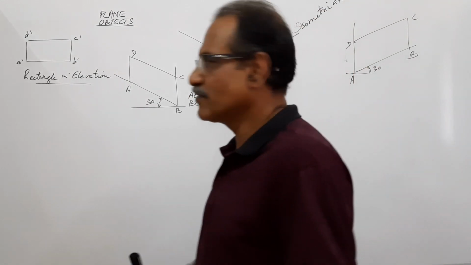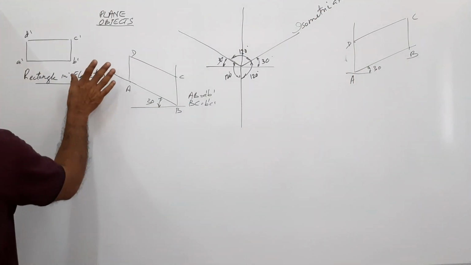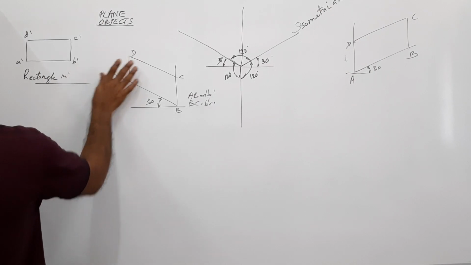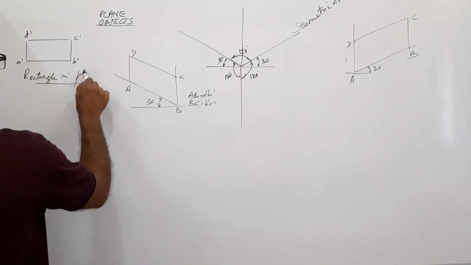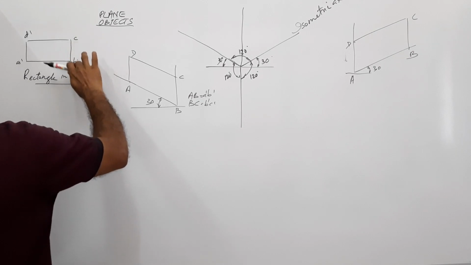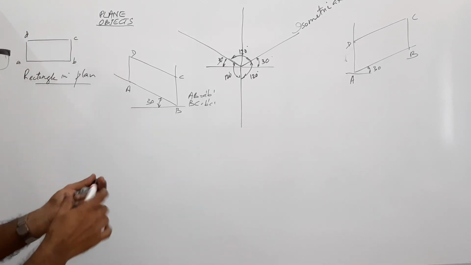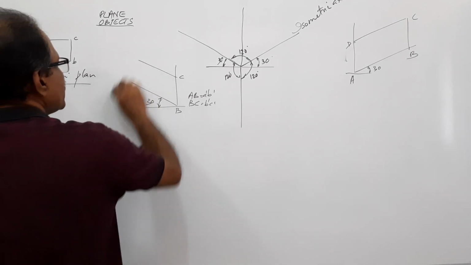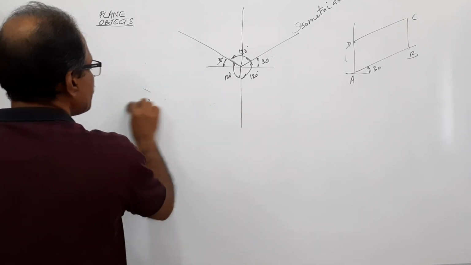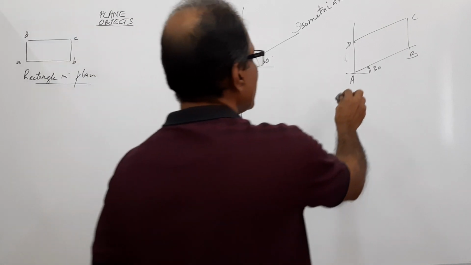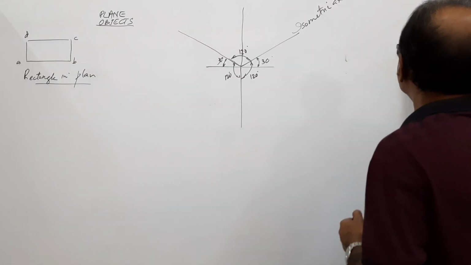I hope you understand. Very simple things. Now, let's draw the isoview of this same rectangle seen in plan so that these dashes will disappear. ABCD is the plan of a rectangle visible in plan. Let's see how they are drawn. Rectangle seen in plan. We have already seen the rectangle visible in the elevation.